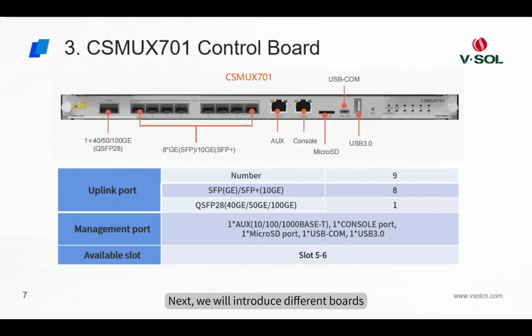Next, we will introduce different boards, starting with the CSMU-X701 control board. It has a total of 9 uplink ports, including 8 SFP-GE or SFP+ 10 GE ports, and 1 QSFP-28, a 40 GE or 50 GE or 100 GE port.